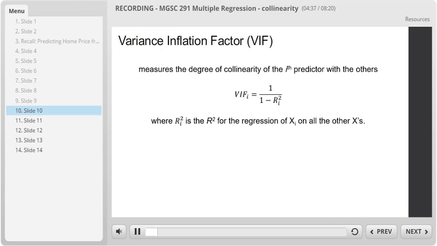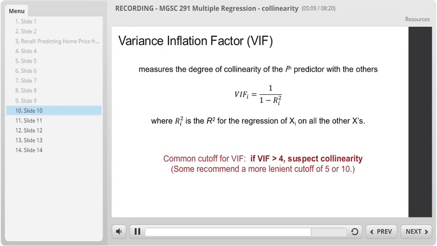To detect collinearity in a model, we use a statistic called the variance inflation factor, or VIF. The VIF quantifies the degree of collinearity of the ith predictor with the other predictors in the model. VIF is calculated by taking the reciprocal of 1 minus r sub i squared, where r sub i squared is the r squared for the regression of predictor i on all of the other predictors. A common cutoff for VIF is 4. If a predictor has a VIF greater than 4, you should suspect collinearity.